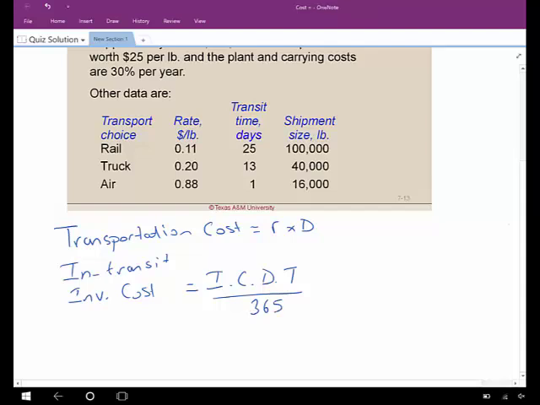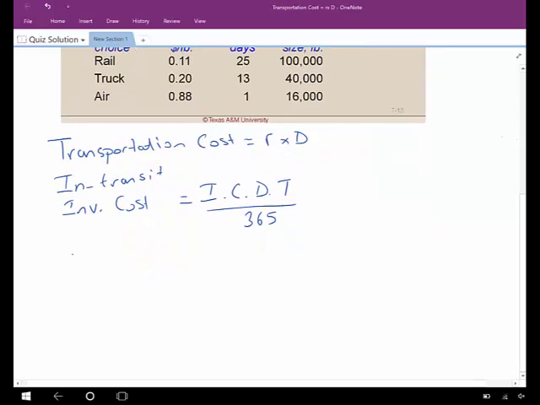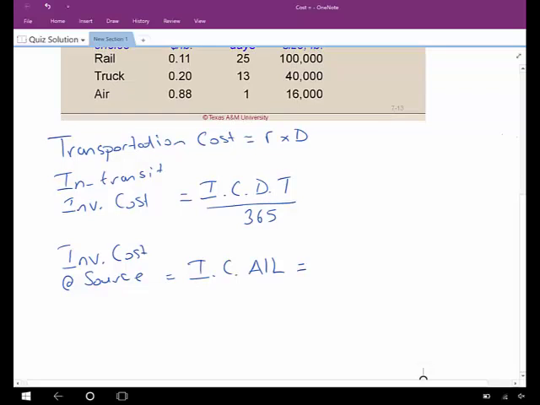So for the rail, 25 divided by 365 will tell me what portion of the year this product was on the move with the rail transportation. Then we have inventory cost at the source or shipping facility. That is I times C times AIL, as we know. And if the AIL is not known directly, we can do this calculation.